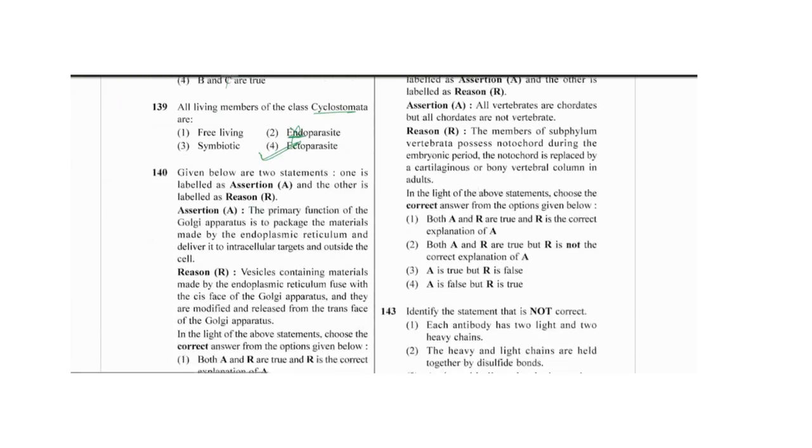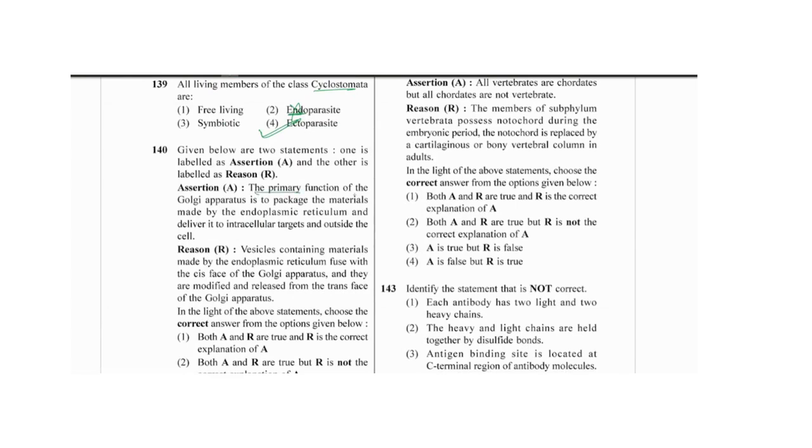Okay, then the assertion is saying the primary function of the Golgi apparatus is to pack the material made by the endoplasmic reticulum and deliver it to intracellular targets and outside the cell. So the main function of the Golgi apparatus is to pack the material. This is the nucleus, the endoplasmic reticulum, and here will be the Golgi apparatus. In the Golgi apparatus we have two phases. This part will be the trans phase and this part will be the cis phase.